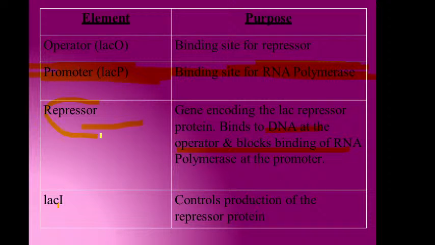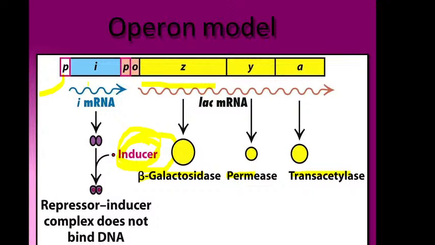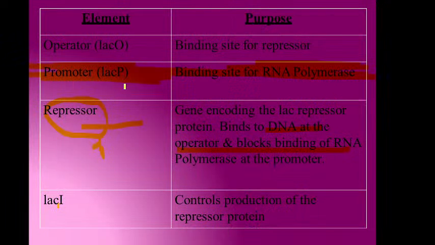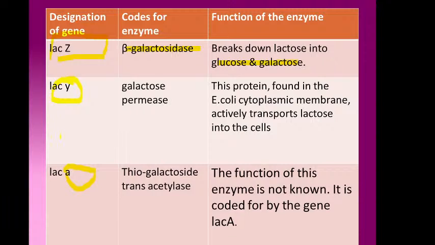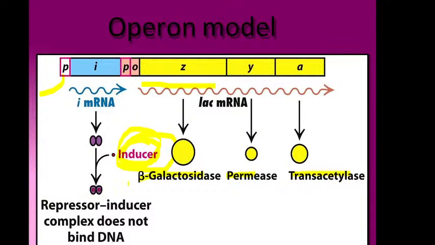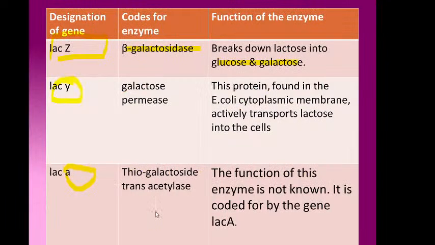So what does it do? It binds with the operator and it blocks the activity of the promoter. So repressor plus operator bind together and do not allow the reaction to proceed. When this repressor binds with the inducer, it no longer blocks the reaction.